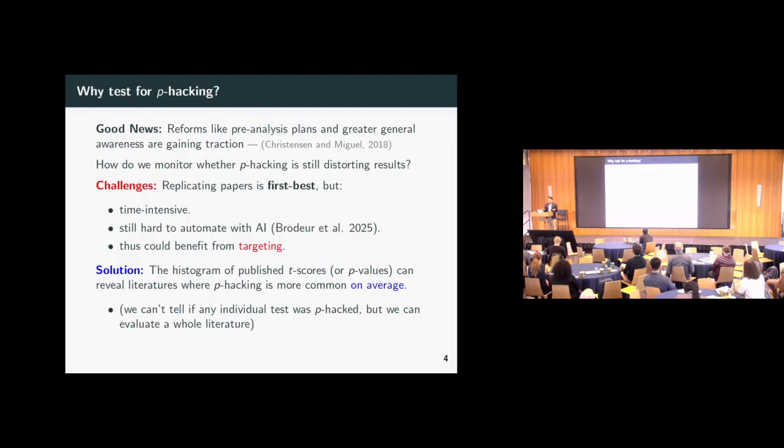If we examine the histogram of published t-scores or p-values, this can reveal certain literatures where p-hacking appears to be more common than others. And I'm suggesting to you that this might be one way to help target our efforts. I'm also going to caveat this. I'm not going to try to tell whether any individual test or paper was p-hacked, but rather to evaluate an entire literature all at once for the prevalence and impact of p-hacking on average within a large literature.